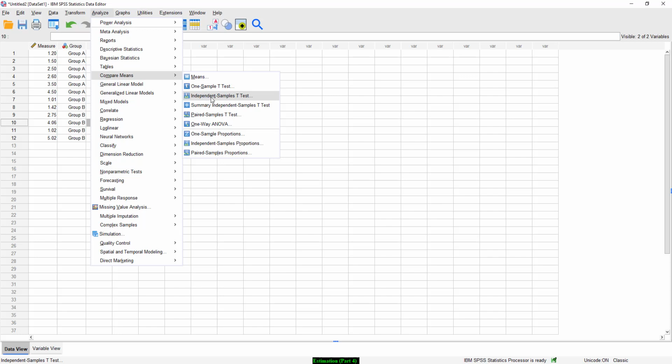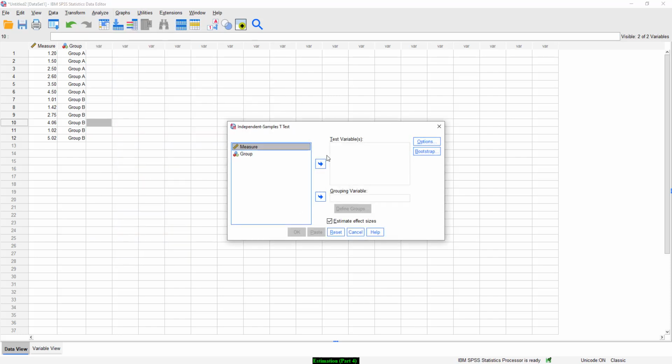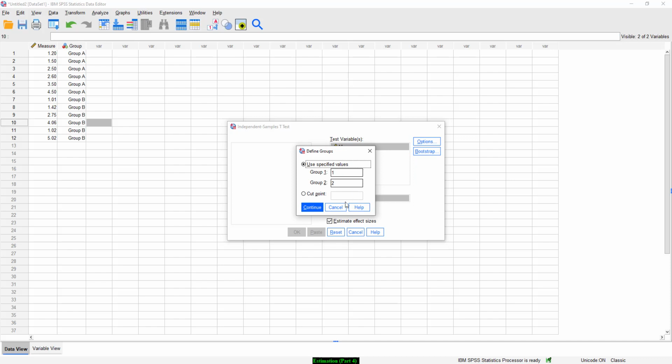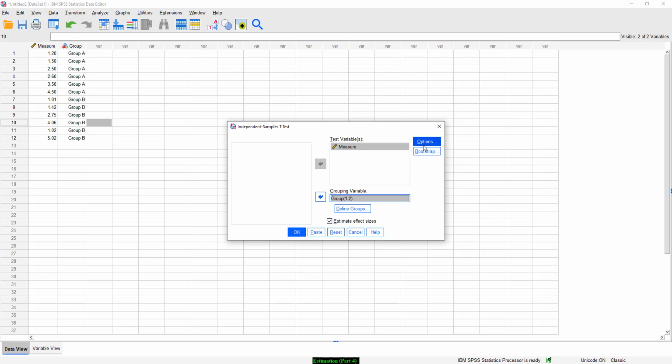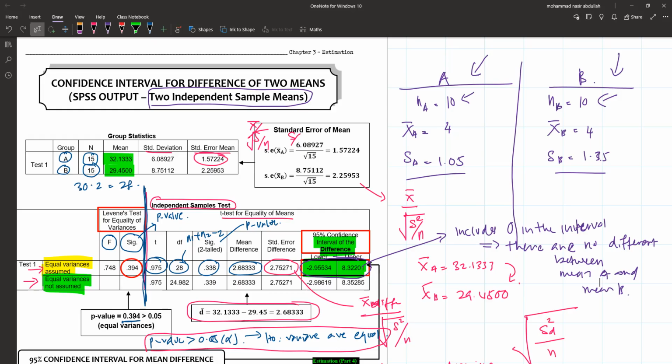So now I can use this dialog, independent sample t-test, to put everything in. I put measures for the numerical value, and group in the grouping variable. In the grouping variable, I need to define group 1 and 2. Click continue. Right? And then let's look at this one.